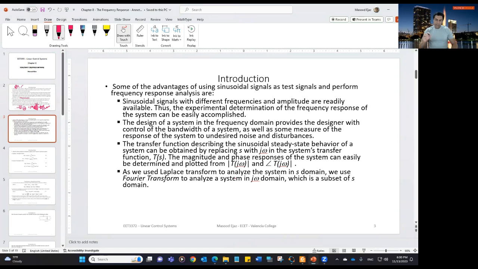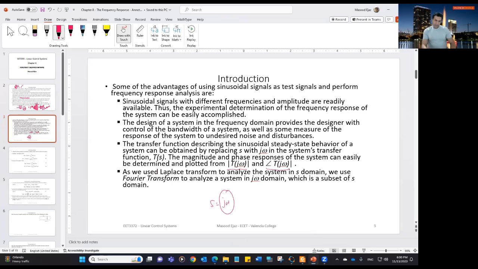Now, since we are dealing with j omega, S is equal to j omega, which is a complex quantity. As S is a complex quantity, we know S is equal to sigma plus j omega. Therefore, anytime you have a transfer function and you put S equal to j omega, you will have a magnitude of the transfer function and a phase of the transfer function that will change when you are changing the omega. And that's what we want to see: how the magnitude is changing when we change the omega, and how the phase is changing when we change the omega.